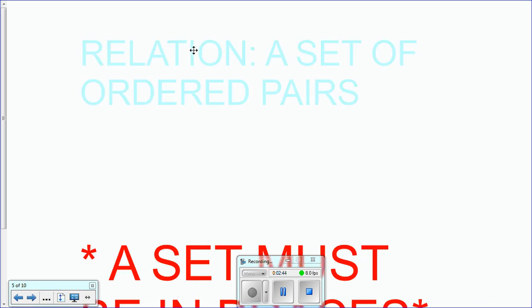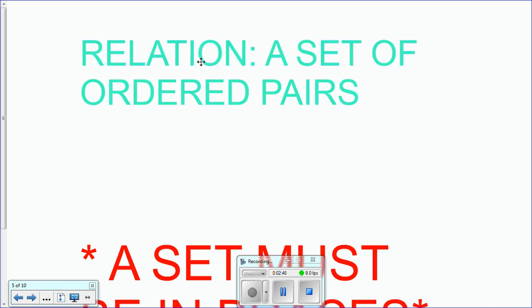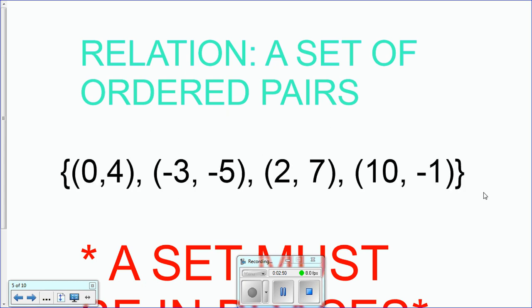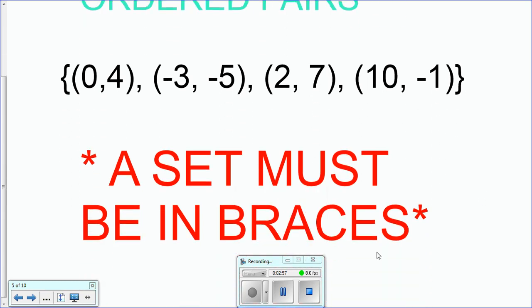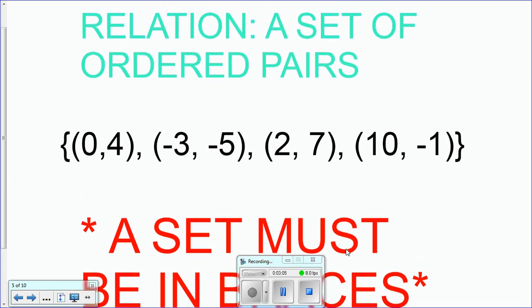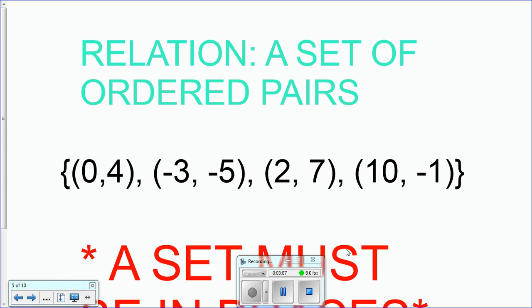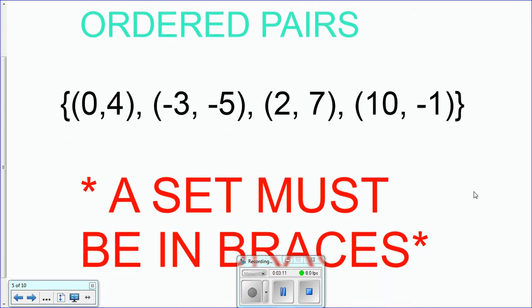A relation is a set of ordered pairs. It just needs to be a bunch of ordered pairs. And when we write a set, it has to be in braces, just like with set builder notation. Here's an example of one, and it must be in braces.